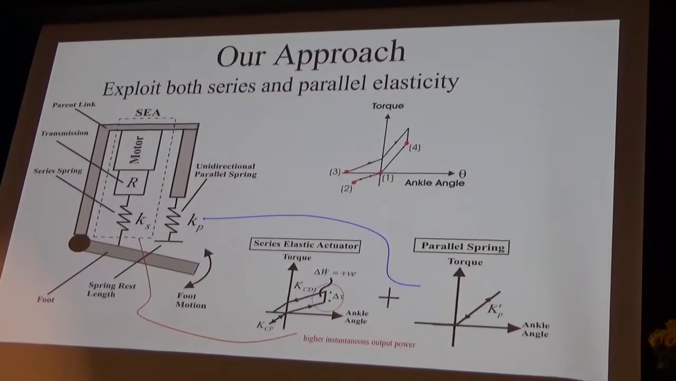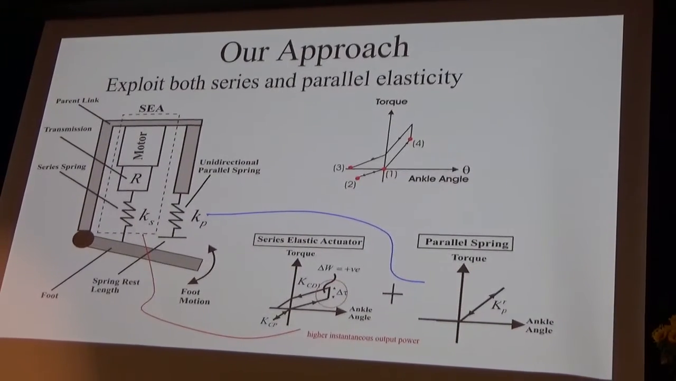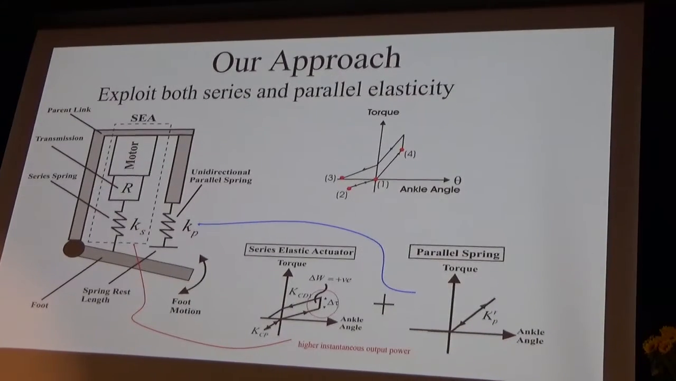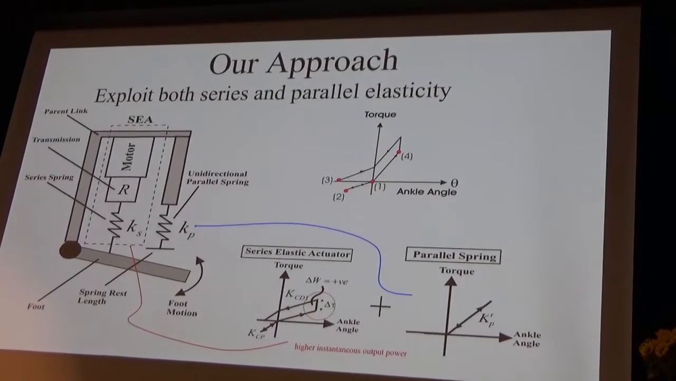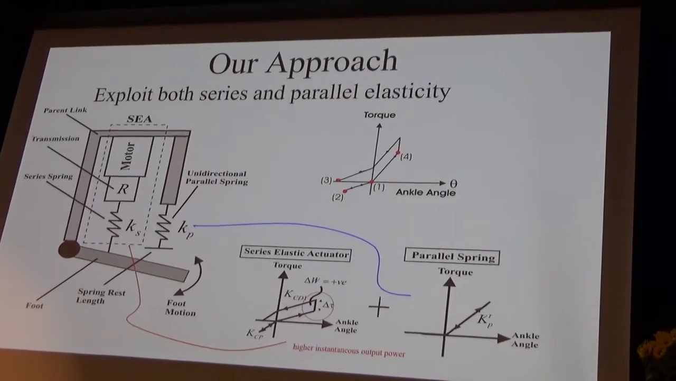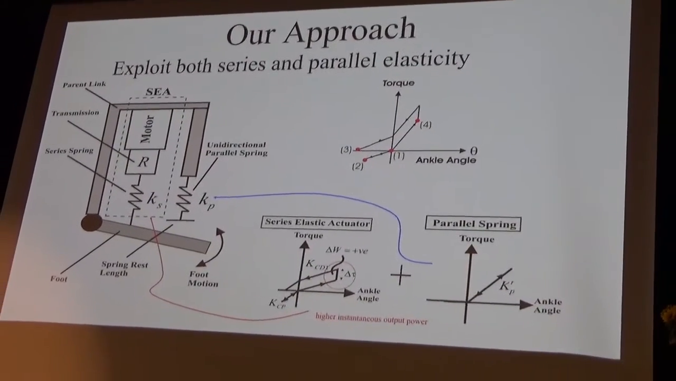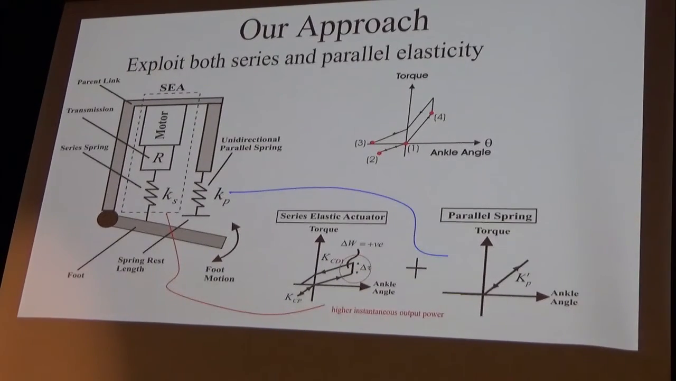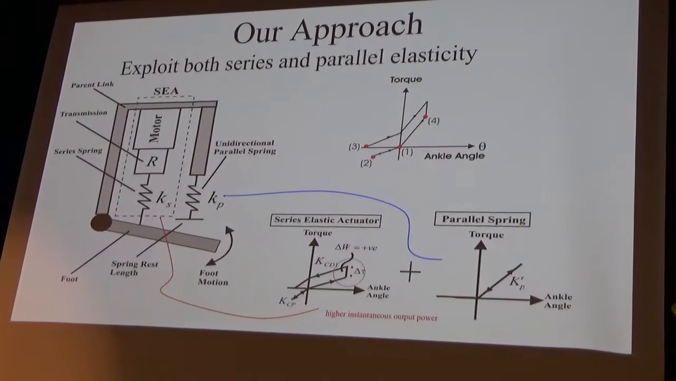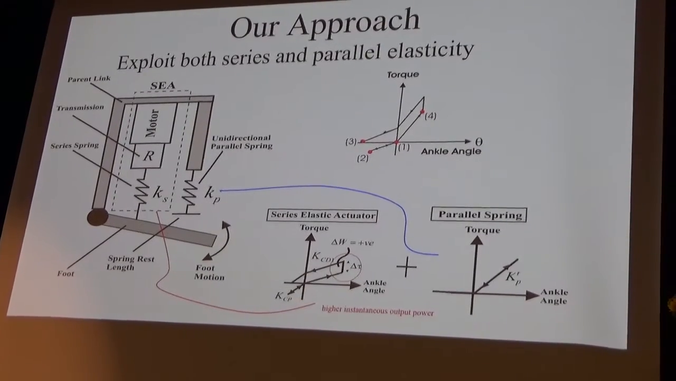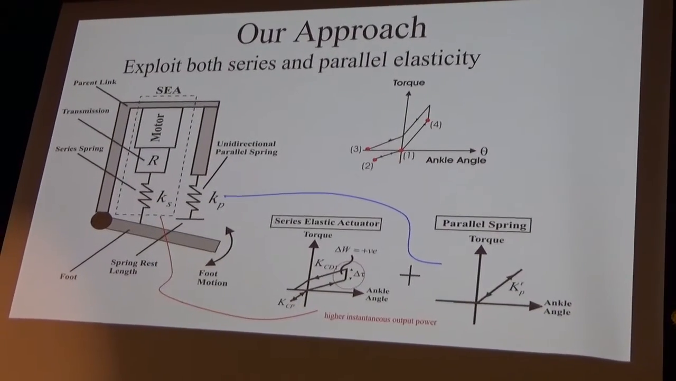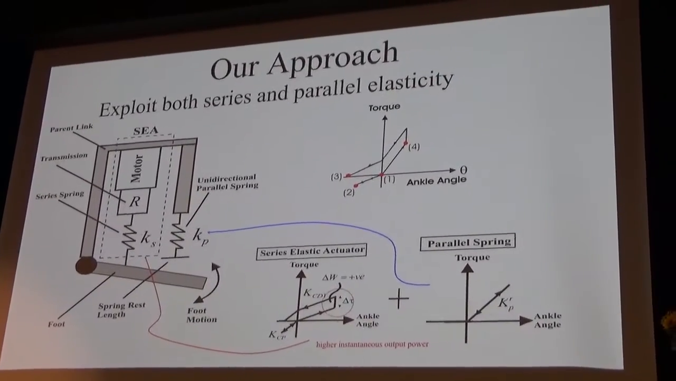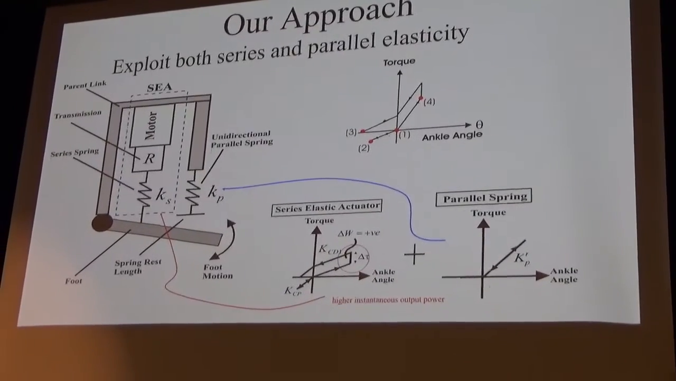Essentially, in the upper plot, we see the torque angle curve in level ground walking. And by subtracting away the parallel spring, you get the torque requirement of the series elastic actuator. So the presence of the parallel elasticity and the series elasticity increases the instantaneous output power of the device. And by tuning both parallel and series springs, we can not only amplify mechanical power output, but also minimize the energy required from the battery.